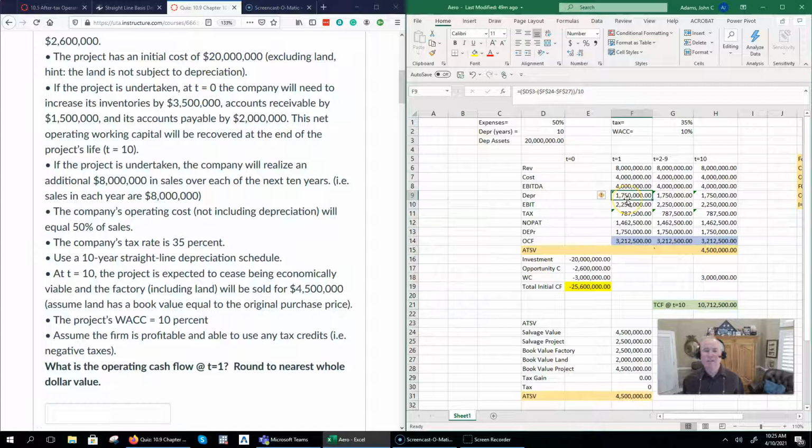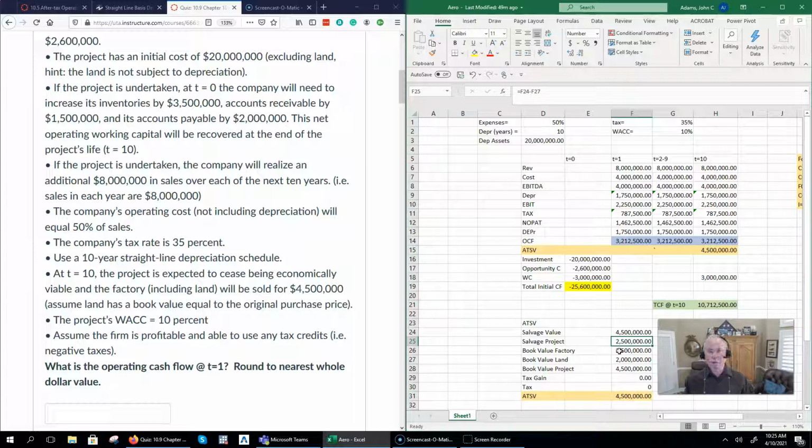And then we next need to calculate our depreciation. Depreciation, we're using straight line, and we're deducting the salvage value of the project from this depreciation charge. So what is the salvage value of this project? Well, the salvage value of the total, including the land, is $4.5 million. But we know that $2 million is the book value of the land.